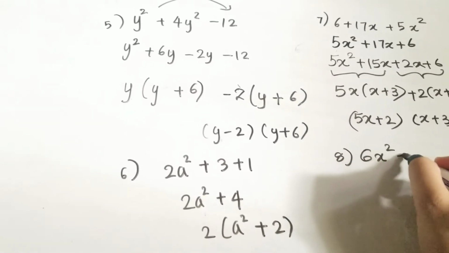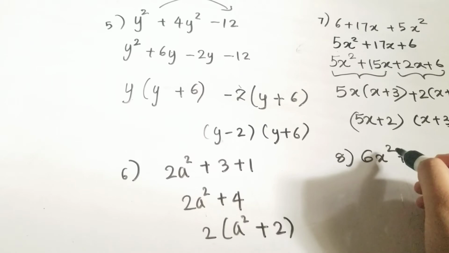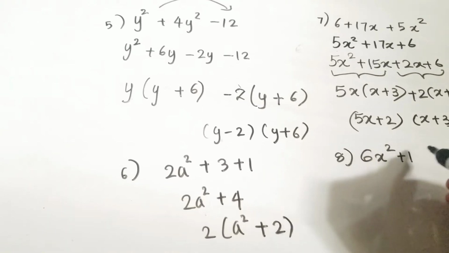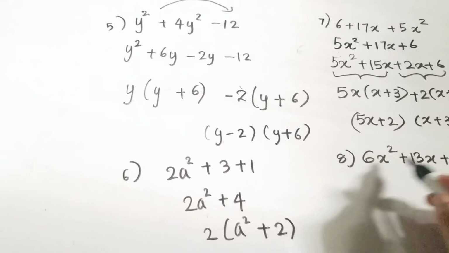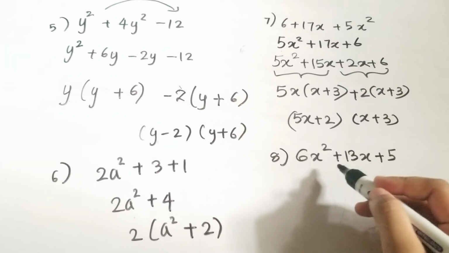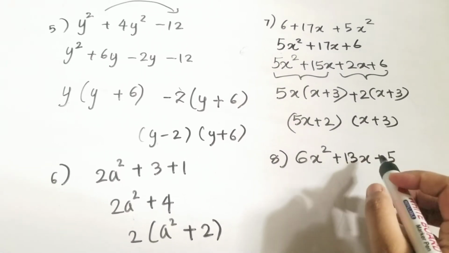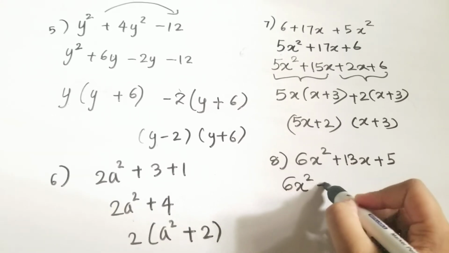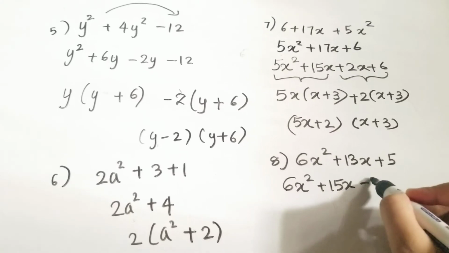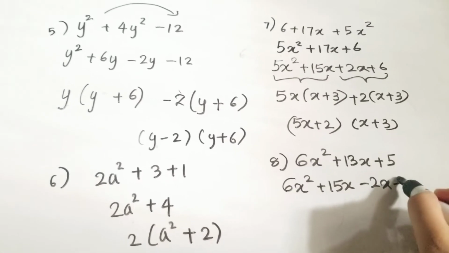6x squared plus 13, okay, the eighth one. Yeah, 6x squared plus 13x plus 5. Now I'm doing it from the mind again. 5 times 6 is 30. The factors of 30 are 15 and 2. If we take 15 minus 2, that is 13. So we can take 6x squared plus 15x minus 2x, because 15 minus 2 is 13, and 5 here.